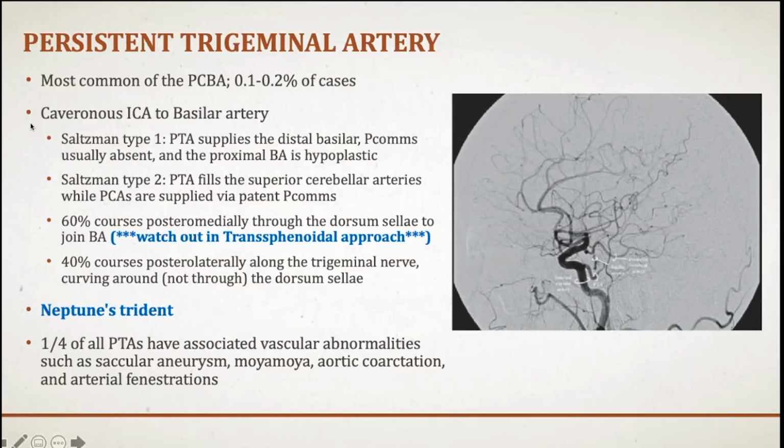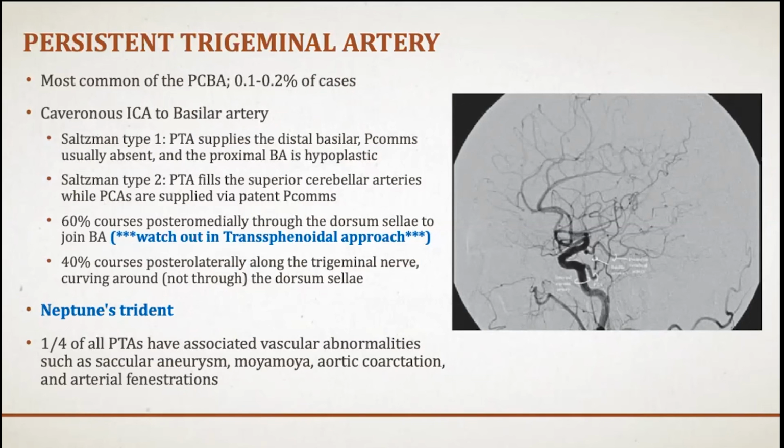That's Saltzman type 1. And then the persistent trigeminal artery can fill the superior cerebellar arteries, while the PCAs are supplied via the patent PCOMs. So these are two different types of variants. And so 60% of these can course posterior immediately through the sella.